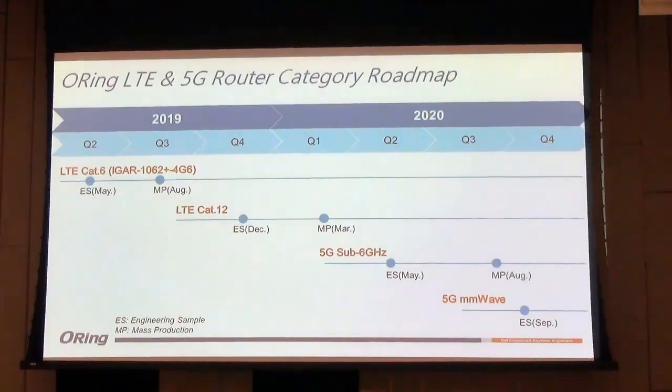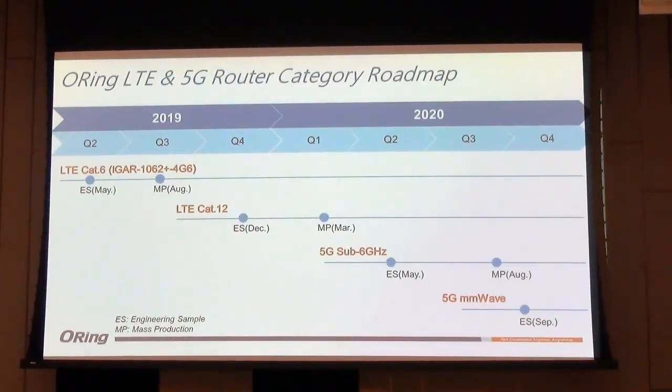And Oring has planned 5G products. This year we will increase the LTE spec to high speed, to category 12. In Q4 we kick off the engineering sample. In 2020 we plan to have 5G engineering samples ready. In Q2 we will release the sub-6G engineering sample, and in Q4 the millimeter wave product will be ready.